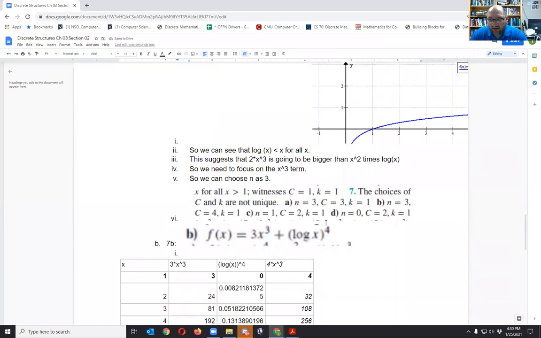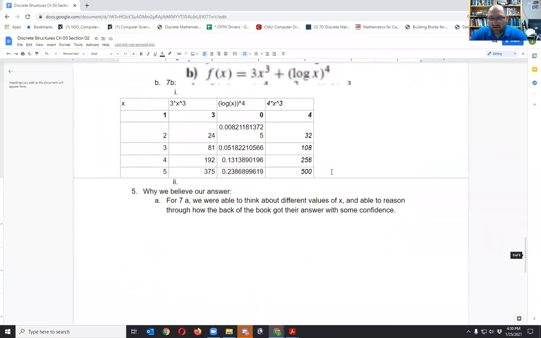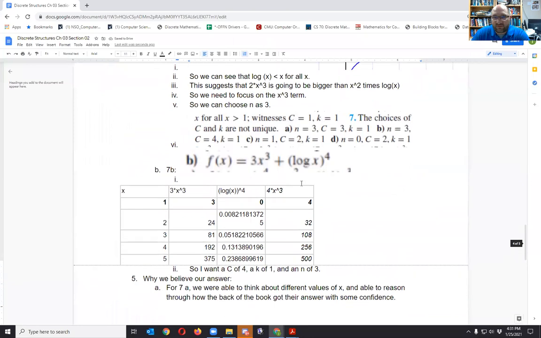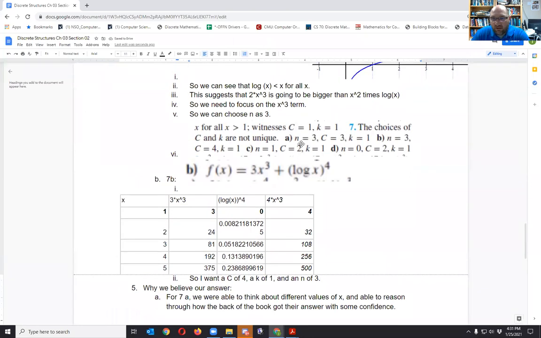Okay, so now that I did that, I'm going to come in here and say, I want a C of 4, K of 1, and an N of 3. Okay, so we can scroll up. Here's the answer to B. So n equals 3, yay. C equals 4, yay. K equals 1.